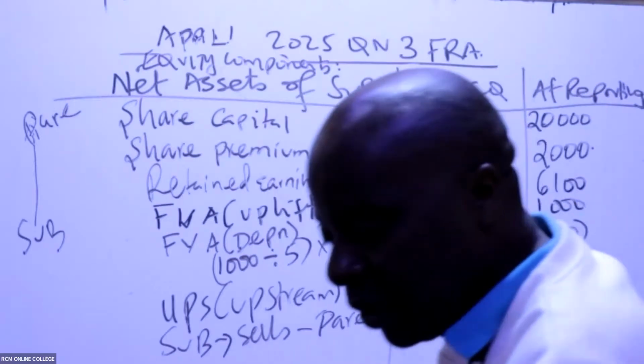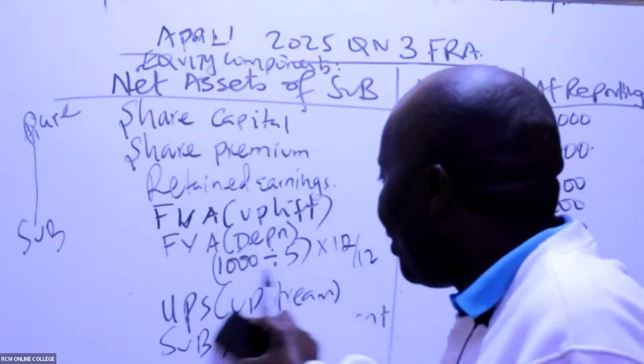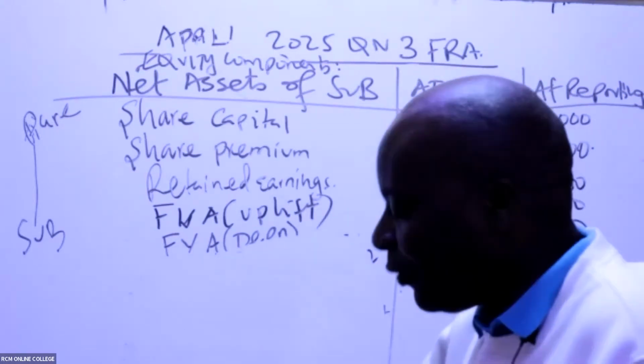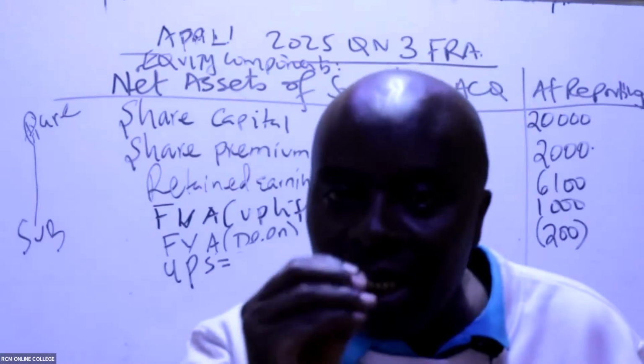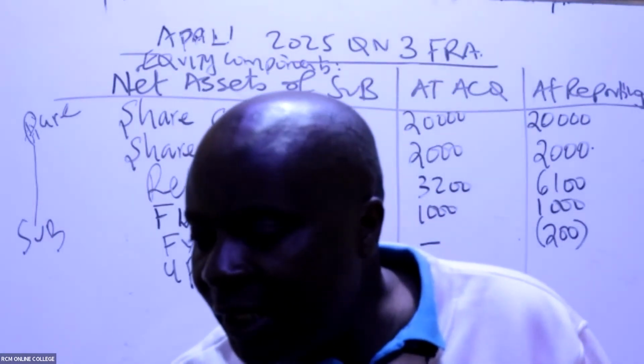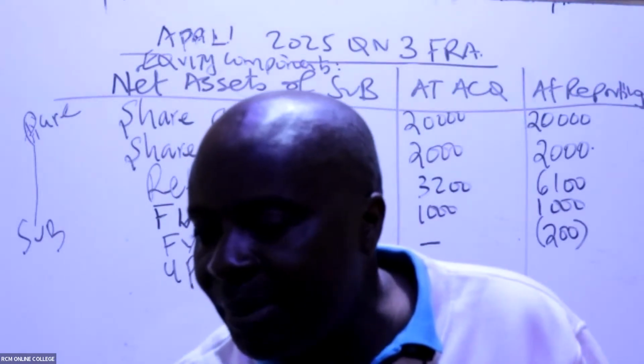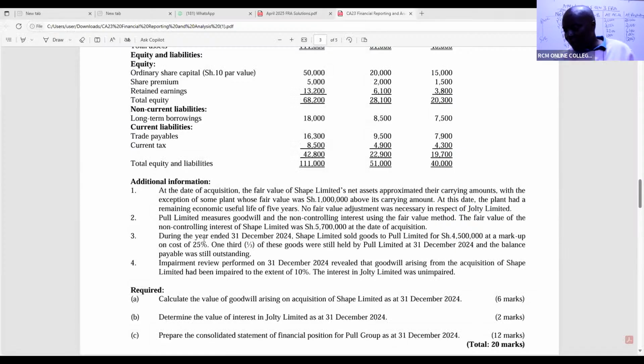Now, do you remember the formula for getting this UPS, you grade students? We normally take the profit margin, but this examiner has given us profit markup. First of all, we read this note here, not the one on goodwill, this one here. During the year ended 31st December 2024, Shape Limited, which is the subsidiary, sold goods to Pool. So I can see an upward trend. Pool is the parent, Shape is the subsidiary. The goods were worth 4.5 at a markup of 25 over 100.